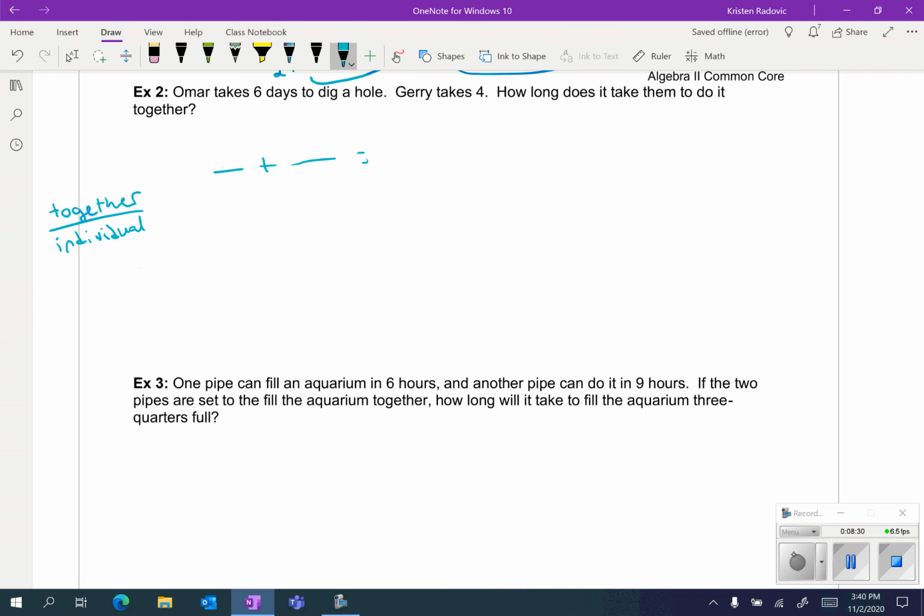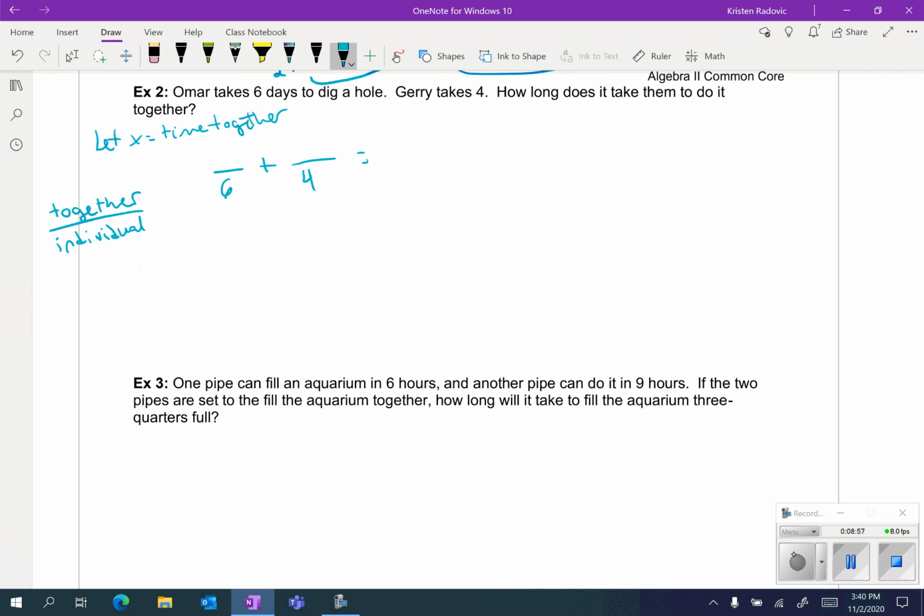So Omar takes 6 days on his own individually. That goes in the denominator. Jerry takes 4 individually. How long does it take them to do it together? So we're going to let x equal the time together. And it's important to write the let statements. That way we can let our grader know what we were intending to do. That way we can get partial credit.